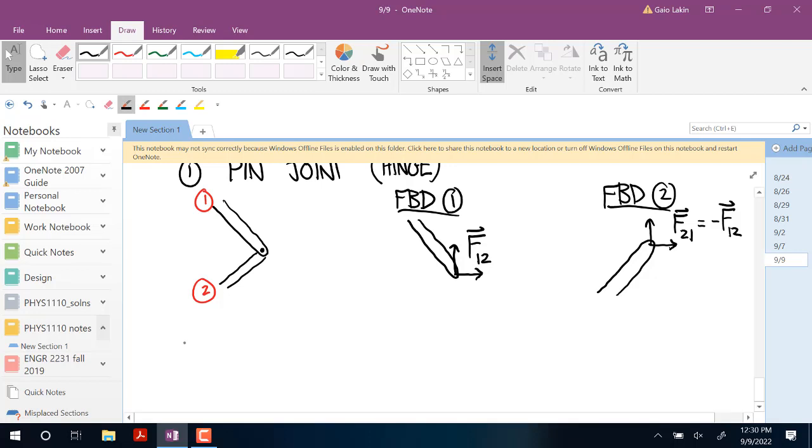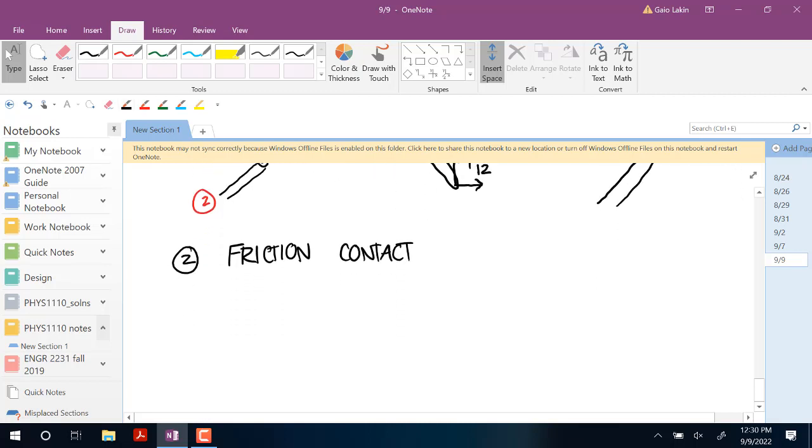And then the second in this category, the last one in this category, is contact with friction. So friction contact. So really, it doesn't look any different than contact without friction. The problem just has to tell you whether there's friction or not.